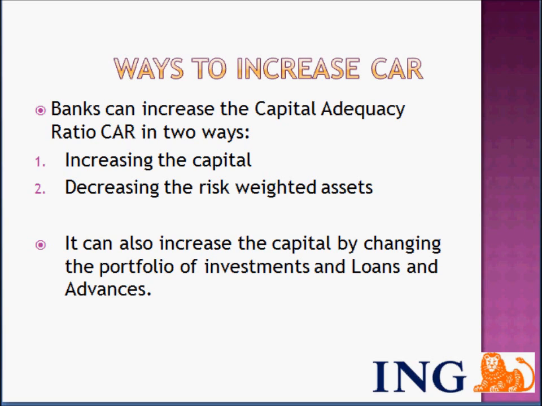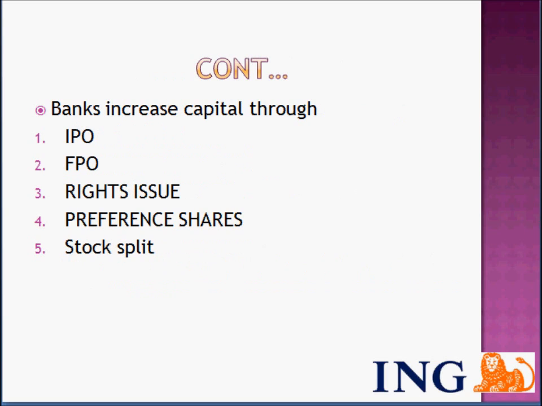The ways to increase CAR. Banks can increase the capital adequacy ratio in two ways: increasing the capital, or decreasing the risk-weighted assets. It can also increase the capital by changing the portfolio of investments and loans and advances. Banks increase capital through IPO, that is initial public offers, FPO, follow-on public offers, rights issue, preference shares, stock split.